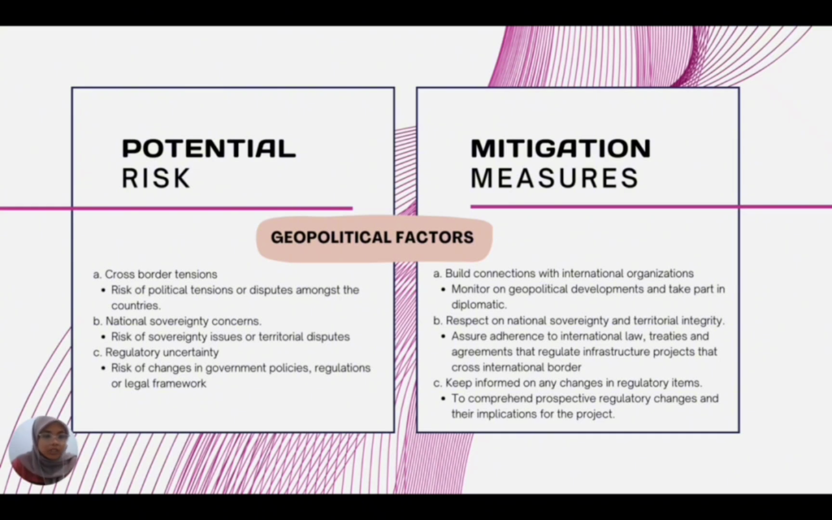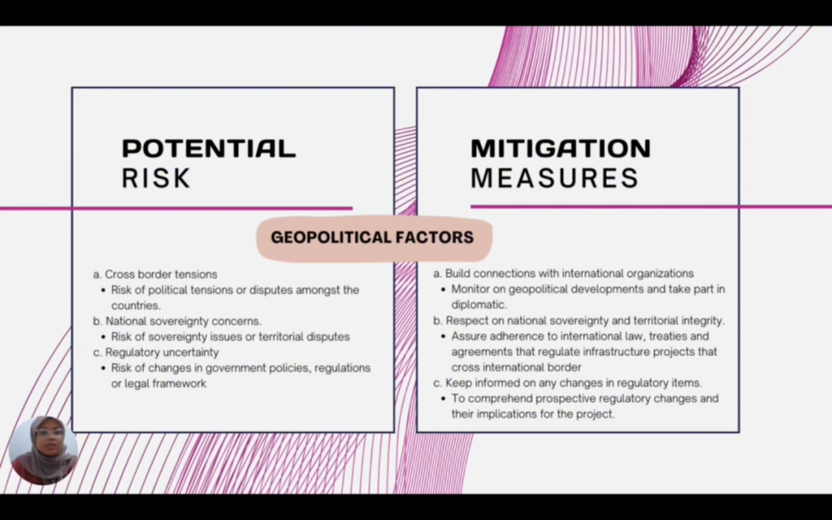Next category of risk is geopolitical factors. The identified potential risks for this category are cross-border tensions, which is the risk of political tension or disputes among the countries. Second, national sovereignty concern, which is a risk of sovereignty issues or territorial disputes. And third one is regulatory uncertainty, the risk of changes in government policies, regulation or legal framework.